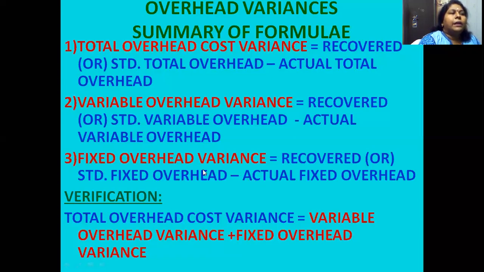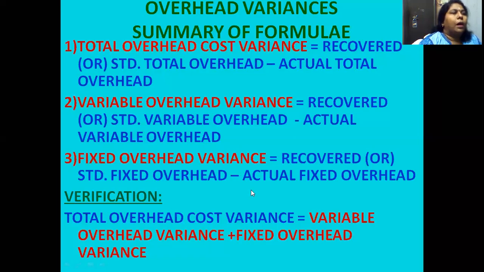After calculating the variable overhead variance and the fixed overhead variance, we have this verification. That verification formula is: total overhead cost variance is equal to variable overhead variance plus fixed overhead variance. You just get the summation and compare it with this answer, and if both the left hand side as well as right hand side answers are the same amount, your workings are right. So this is all about how to calculate the overhead cost variances.